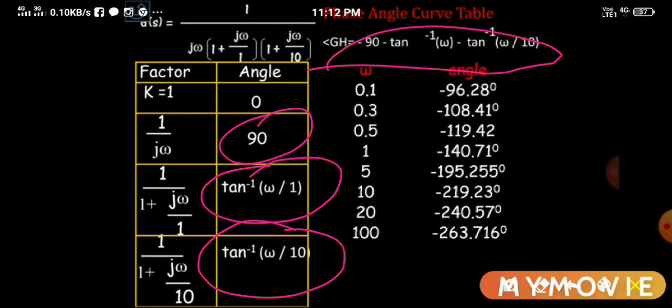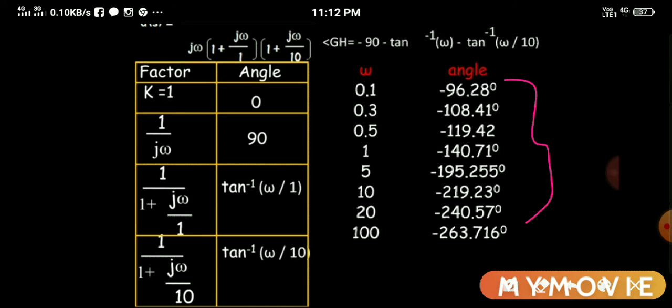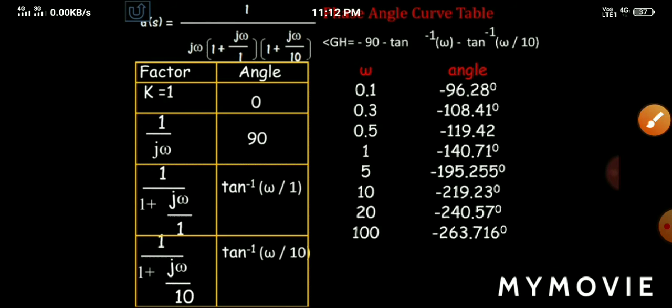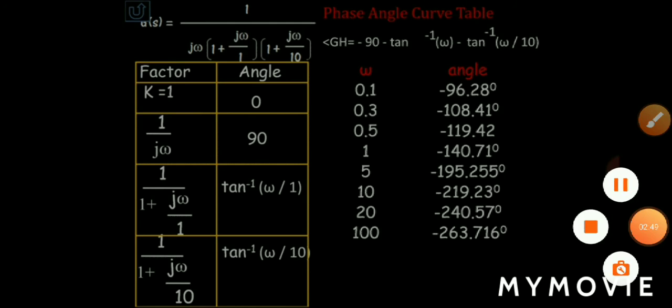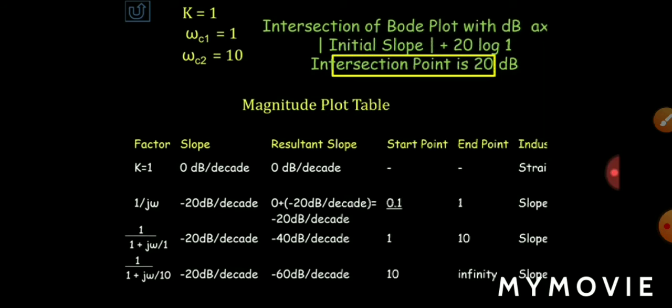Similarly, for this j omega, that becomes 1 by j omega here. So 1 by j omega is 90, as in r plus j omega, r plus jx. If you apply the formula, you will get 90, but it is in the denominator part. So when you take it upside to the numerator, it becomes minus 90, right.